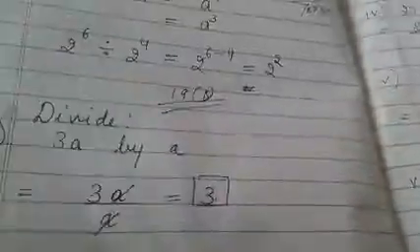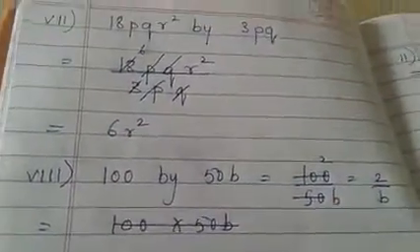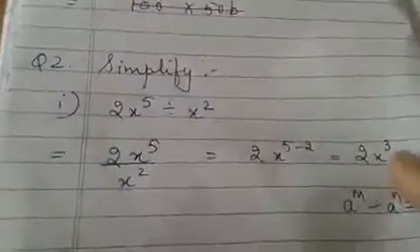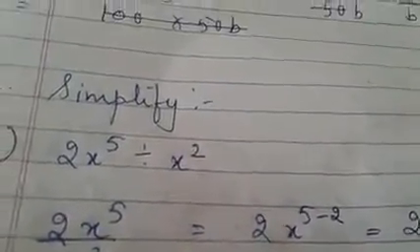So the 6th is homework. The next 2 are homework. I have solved it for you, but they are homework. 6th, 7th and 8th. Okay. So let's see question number 2. Simplify. Here we have to use the quotient law. Okay. Now we have learned the quotient law.